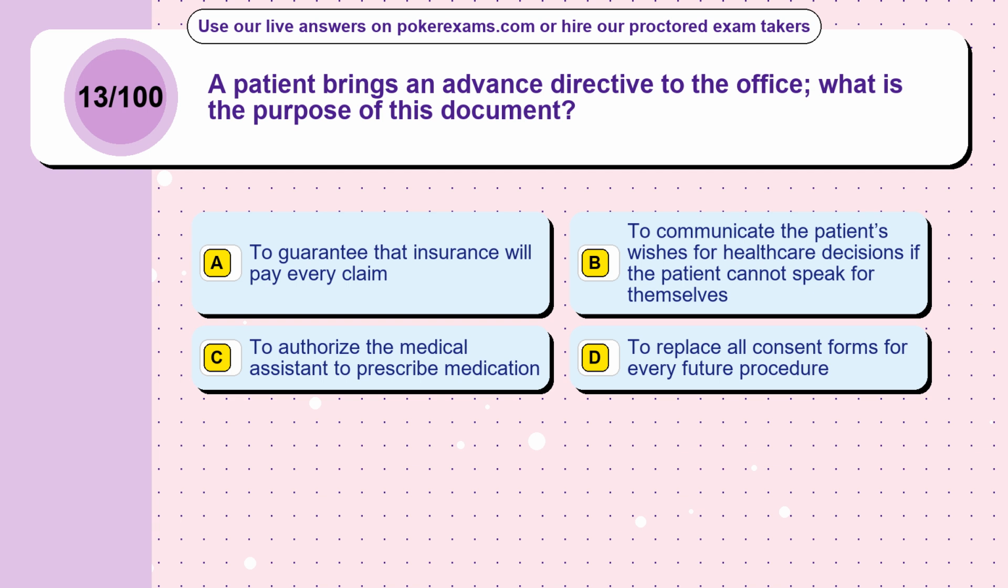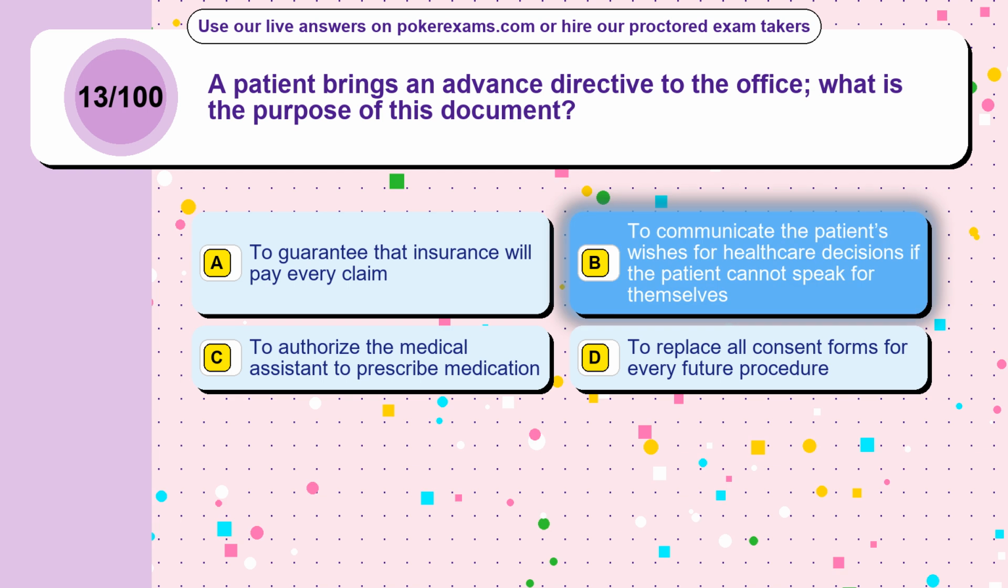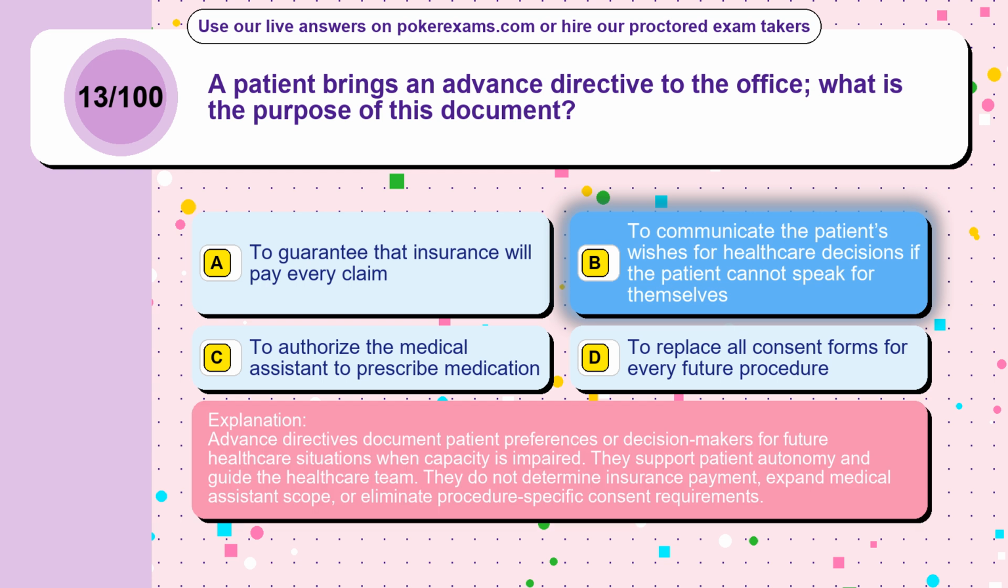Option C, to authorize the medical assistant to prescribe medication. Option D, to replace all consent forms for every future procedure. The correct answer is option B, to communicate the patient's wishes for healthcare decisions if the patient cannot speak for themselves. Advance directives document patient preferences or decision-makers for future healthcare situations when capacity is impaired.